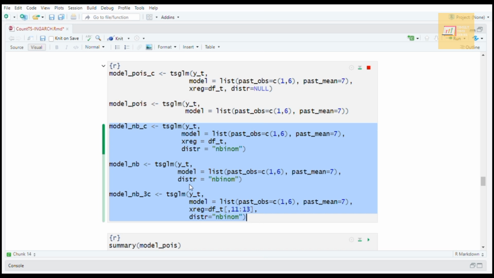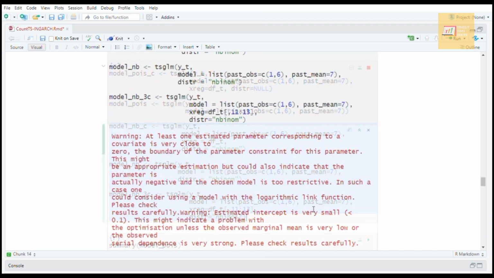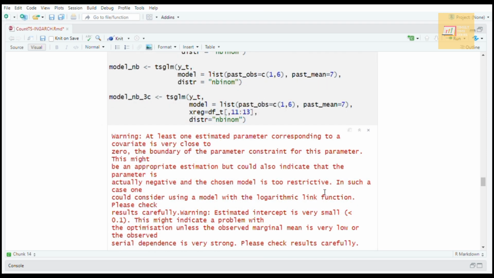So in model NBC, I'm using all the covariates. That's why when I set XREG, I just set it to be DFT because I'm going to use all the columns anyway. While for model NB3C, I'm using only 3 covariates. So I have to specify which columns I want to use. And I'll show you in a moment that the insertion sort, heap sort, and merge sort are in column 11, 12, and 13. Okay, we are done training all the models.